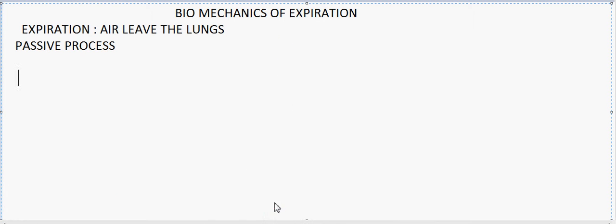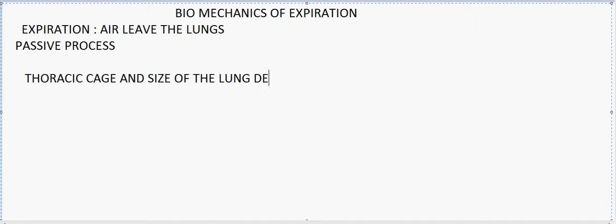So we'll note that during expiration the thoracic cage and the size of the lung decrease.